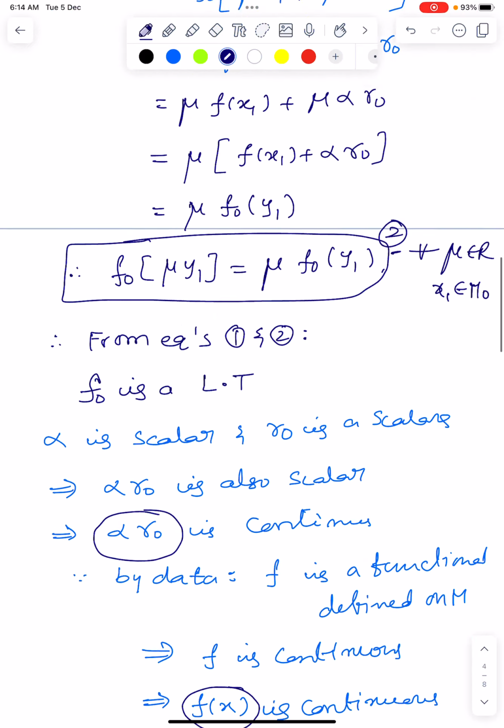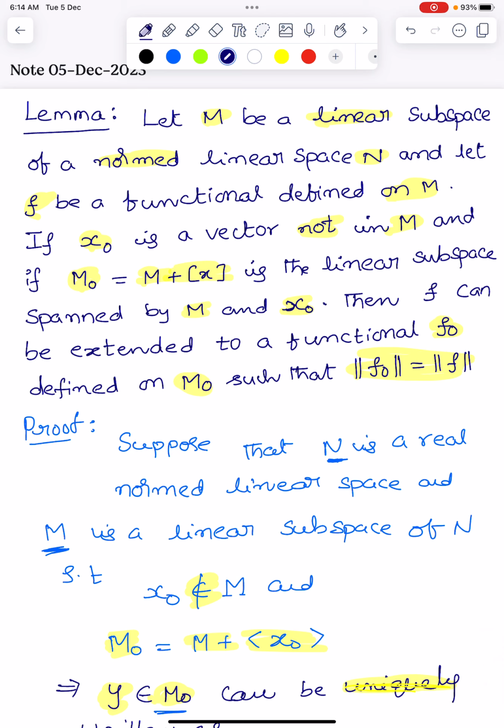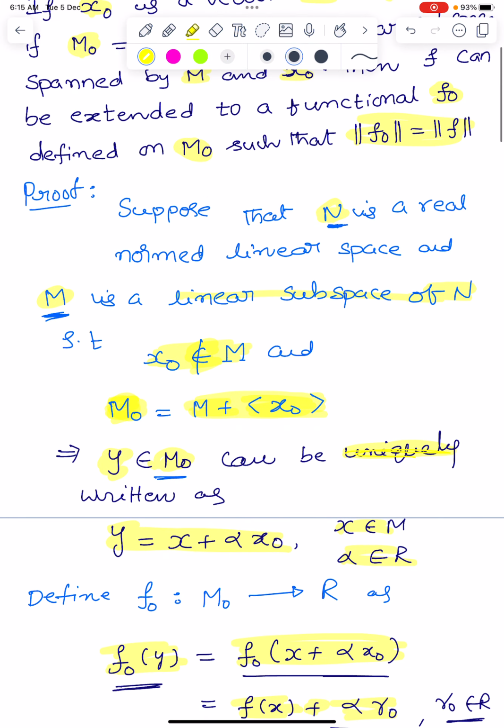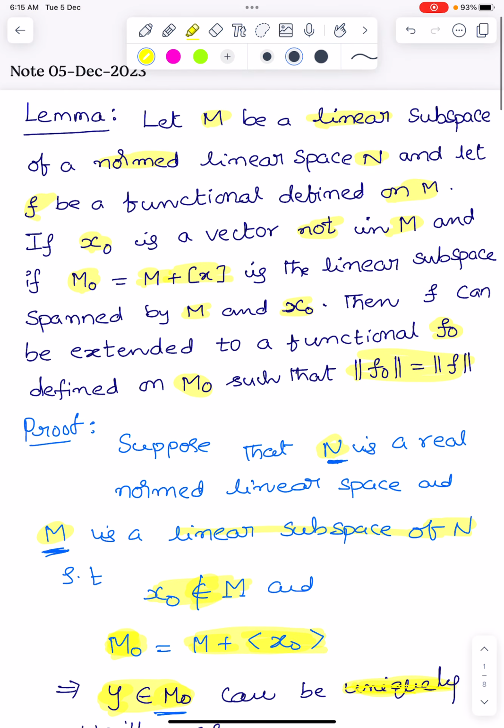So this is one of the lengthiest ones. I repeat the statement because of its importance. You learn this statement and understand it, because it is very useful to prove the Hahn-Banach theorem. Capital N is a real normed linear space, and M is a linear subspace of N. We define a new set M0 for a vector x0 not belonging to capital M. M0 is spanned by M and x0. This means every vector y belonging to M0 can be uniquely expressed as y equals x plus alpha x naught for x belonging to capital M and alpha belonging to R. Remember that.